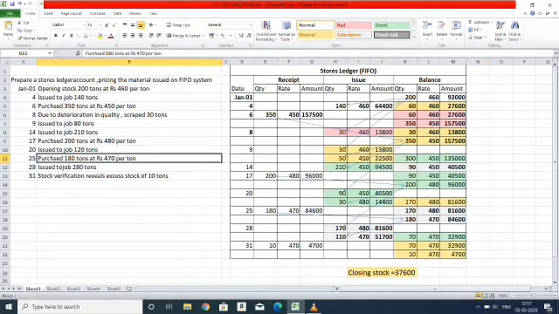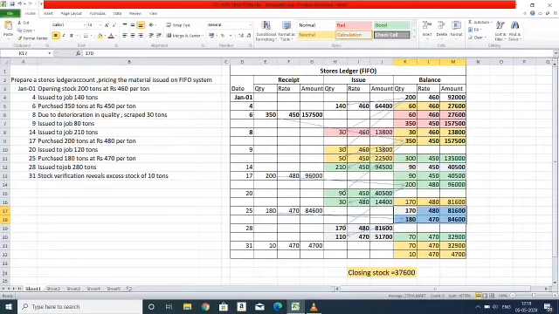Then again on January 25th, we purchased 180 tons at the rate of 470 per ton, amount comes to 84,600. Then along with this 170 tons, we show this 180 tons. So we have two lots in our closing balance: 170 tons at the rate of 480 per ton, amount comes to 81,600, and this 180 tons we now purchased, its rate is 470, amount comes to 84,600. This is our closing balance on January 25.